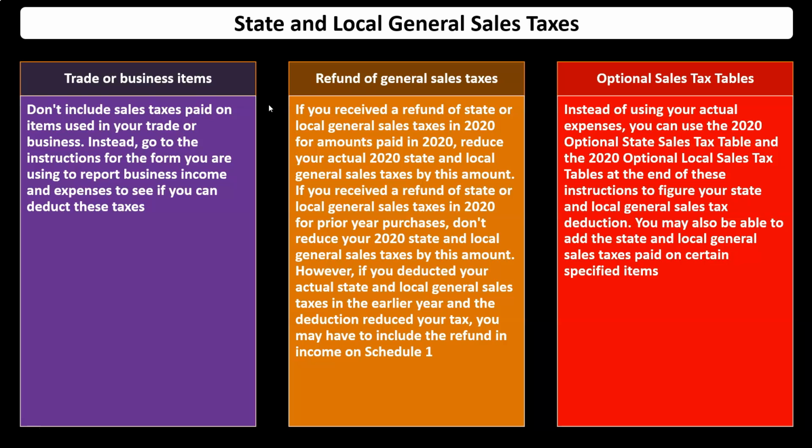So then we have the optional sales tax tables. Instead of using your actual expenses, you can use the 2020 optional sales tax table and the 2020 optional local sales tax tables at the end of these instructions to figure your state and local general sales tax. Now, obviously, software will typically help with that as well. If you're using tax software, they will typically have those tables, and you can let the software calculate the sales tax, and then you can consider whether you want the actual sales tax and choose which one to use. Actual sales tax is often more beneficial if there were large purchases subject to sales tax in the year. So you may also be able to add the state and local general taxes paid on certain specific items.